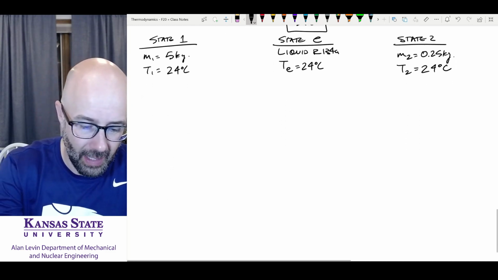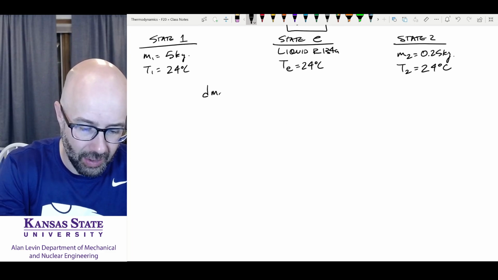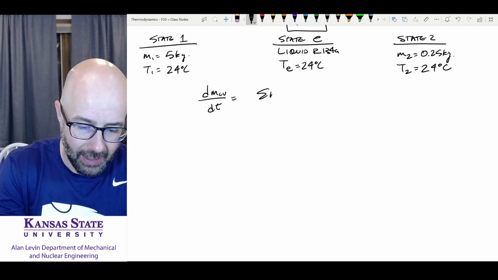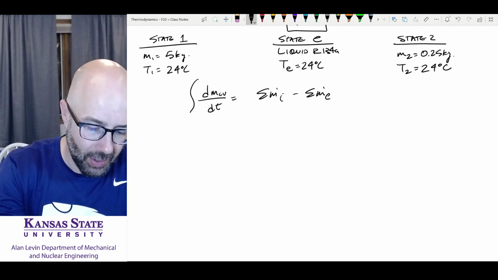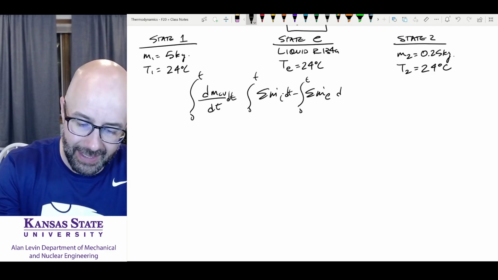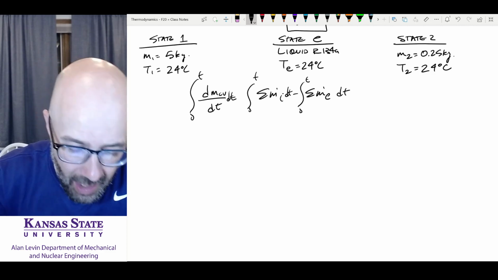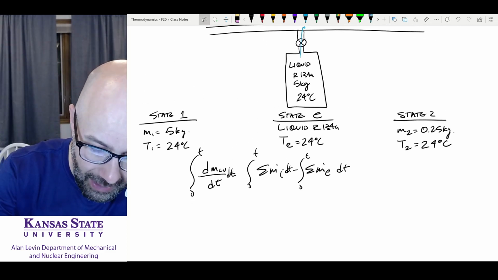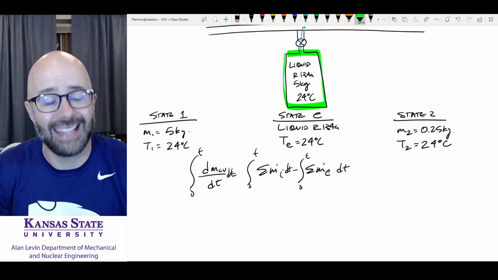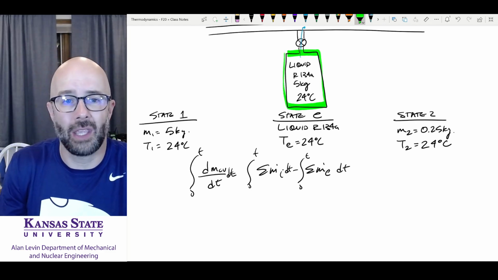So we start with our equation. The change in mass of the control volume with respect to time is equal to the summation of the mass flow rates in minus the summation of the mass flow rates exiting. We're going to integrate this from 0 to t, because it's a transient problem. We're looking at this container as my system, so the mass is changing, and the energy in it is changing. We can't use a steady state process.